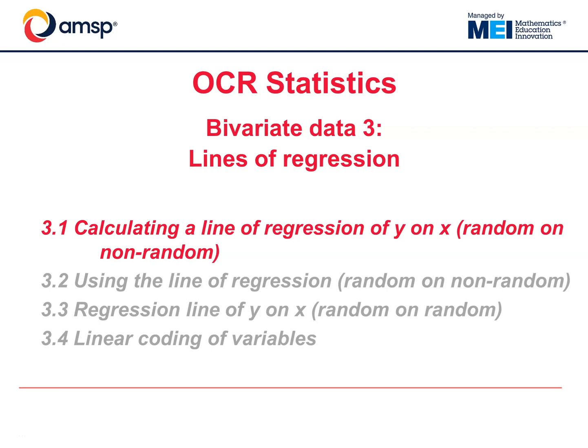Hello, this is OCR Further Statistics. We're in Bivariate Data 3, Lines of Regression, and the first video, calculating a line of regression where one variable is not random.